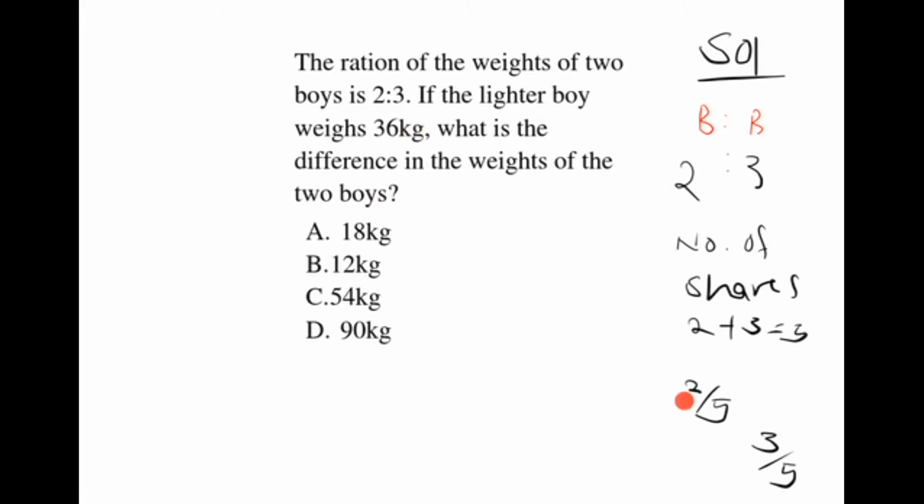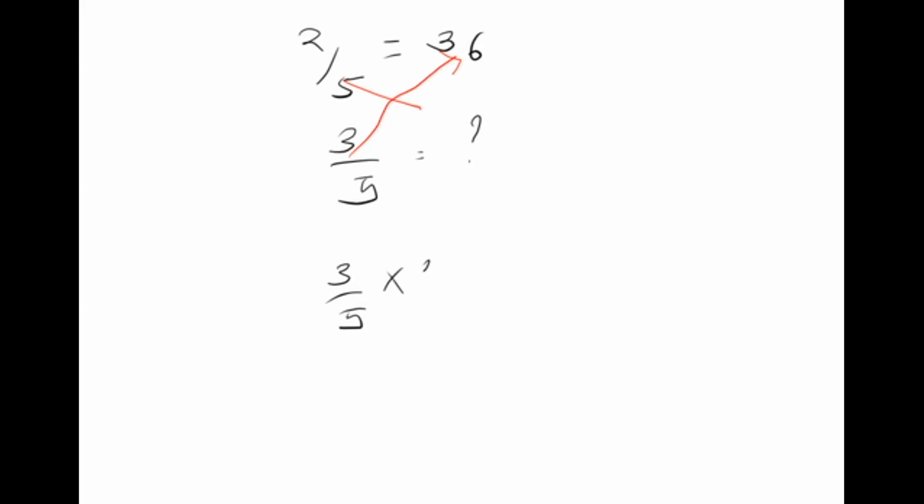Therefore, 2/5 is equivalent to 36. Then what about 3/5? Therefore, we shall have 2/5 is equivalent to 36 kilogram. What about 3/5? Then from there we cross multiply. Therefore, we have 3/5 times 36 divided by 2/5. Then from there we can simplify. 3 times 36 gives you 108.